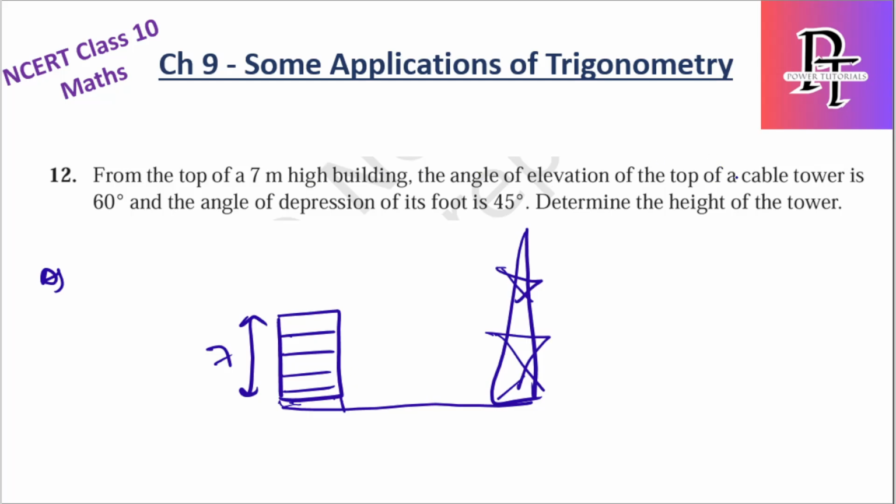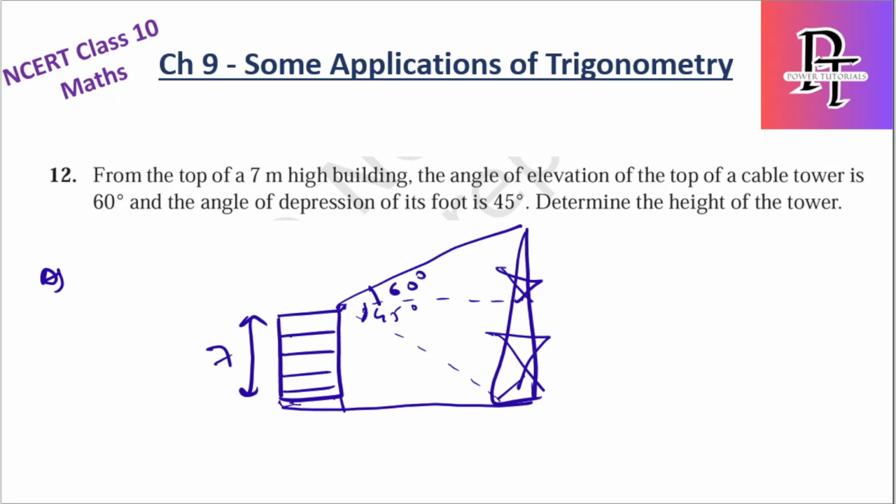The angle of elevation to the top of the cable tower is 60. So from here they are saying that the angle of elevation to the top of the tower is 60. If I say this is horizontal, then this is 60. The second one, the angle of depression to its foot, from this to the foot of the tower. So this is 45 because it's the angle of depression.